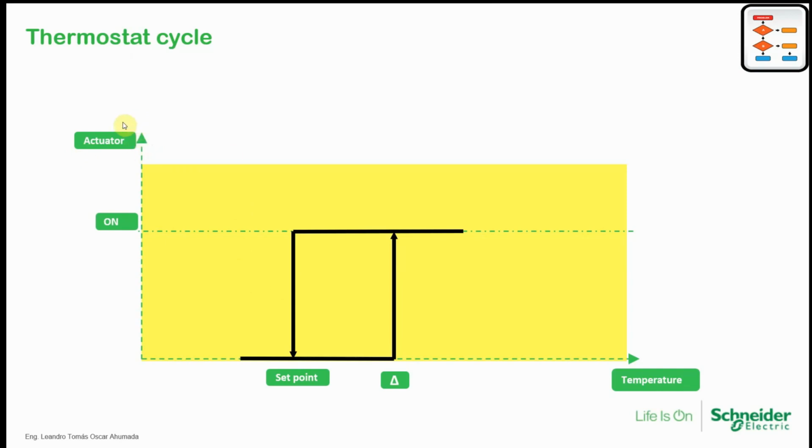So we have the status of an actuator and the temperature. If we want to replicate this thermostat cycle, when we read the analog input in the controller to read the temperature, when that temperature is higher than the set point plus the delta, the actuator is going to be on. When the temperature is lower than the set point, the actuator is going to be off. So what we're going to do is to put this control into the controller.